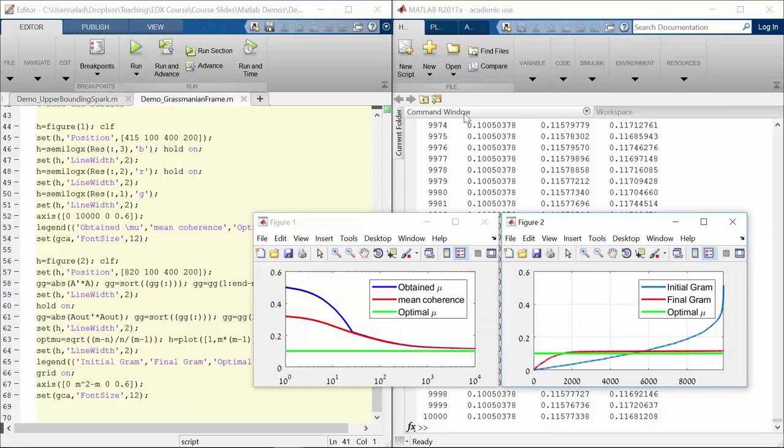In figure 1, we show the mutual coherence, the mean coherence, and the ideal value, all as functions of the iterations. This graph clearly shows the tendency to get closer and closer to the Welch bound.